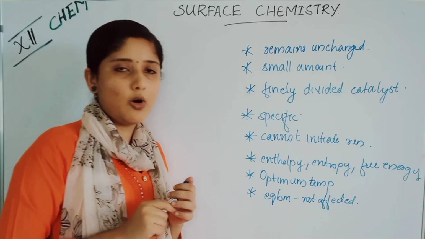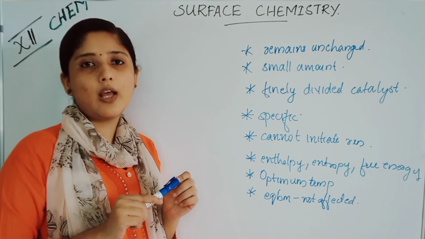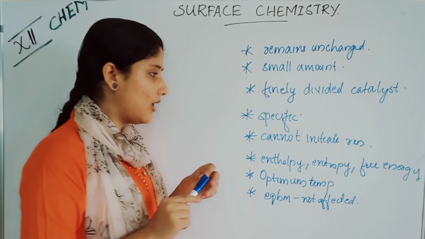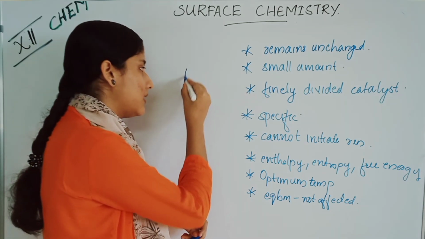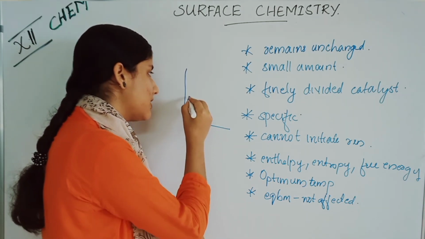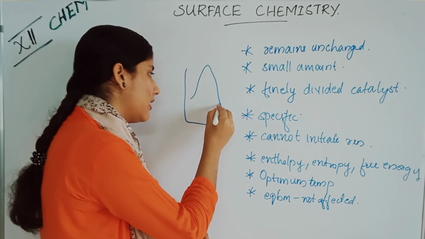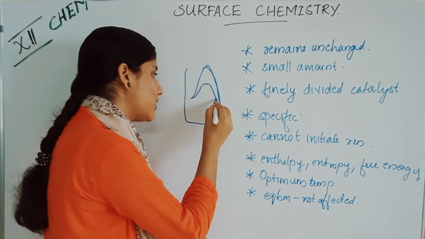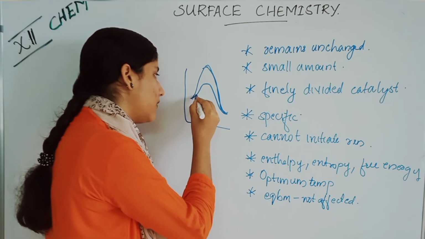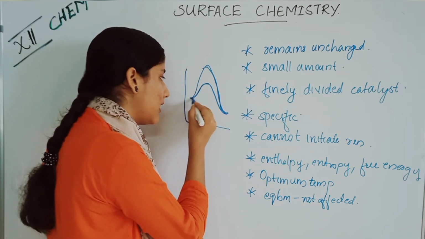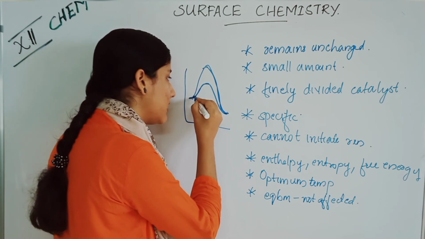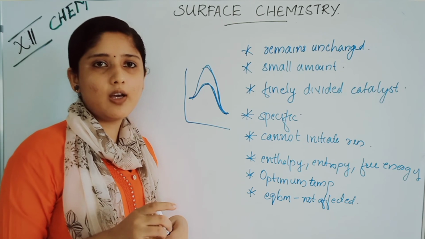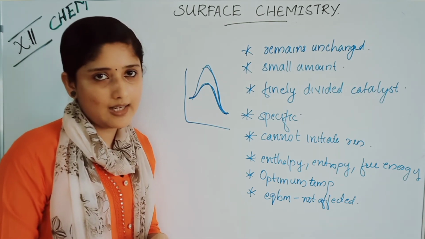Next important point is the catalyst will not affect the equilibrium of a chemical reaction. It only provides an alternate path. If the reaction is like this, what does a catalyst do? It only lowers the activation energy. It will not affect the equilibrium. Starting and ending point will be the same. These are the main characteristics of a catalyst.